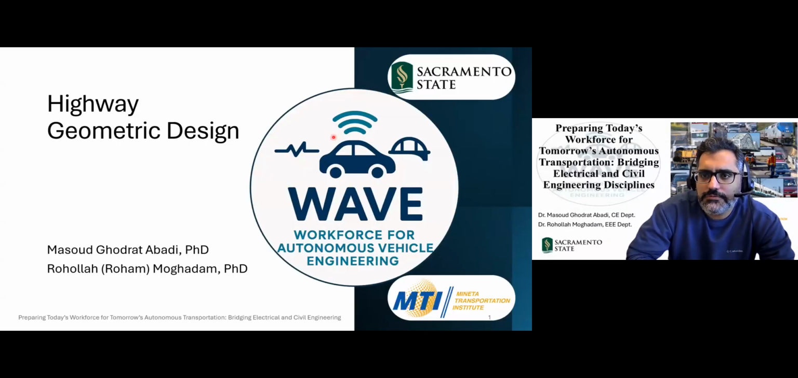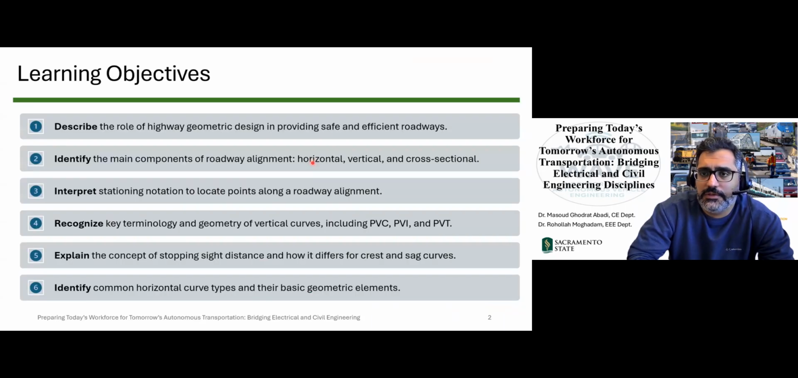In this module of WAVE, we want to learn about highway geometric design. Specifically, by the end of this lecture, you should be able to describe the role of geometric design and how it interacts with safety and efficiency. You will be able to identify the main components of roadway alignment, most importantly, horizontal and vertical alignment.